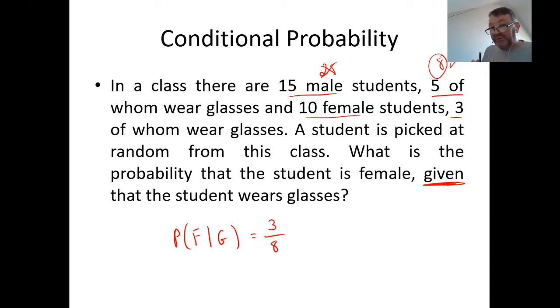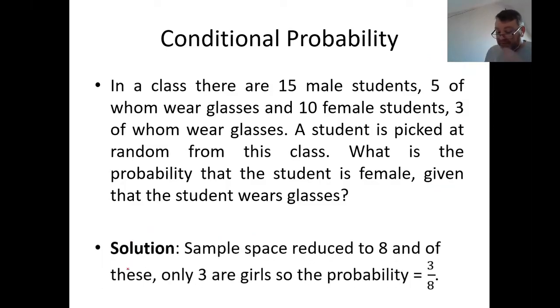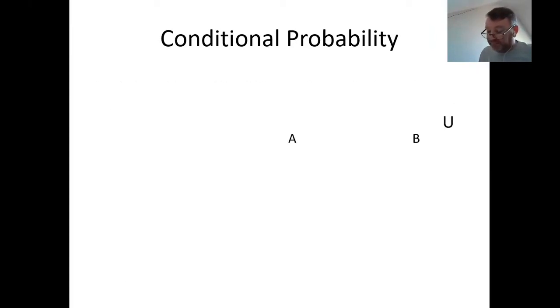So every single time you hear conditional probability, you think of the word given, you think of the straight line, and you know that you're reducing the set out of which you're selecting from, you're reducing the size of that group. That's the key thing about conditional probability. I have the answer there typed out for you also: the sample space reduced to 8, and of these, only 3 girls wear glasses, so the probability is 3/8.